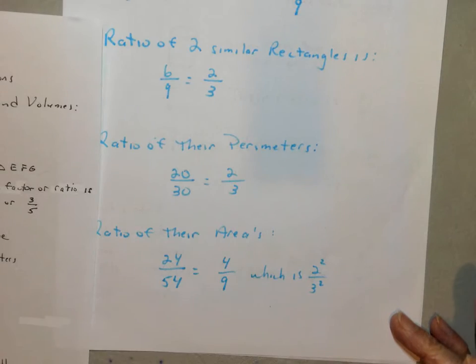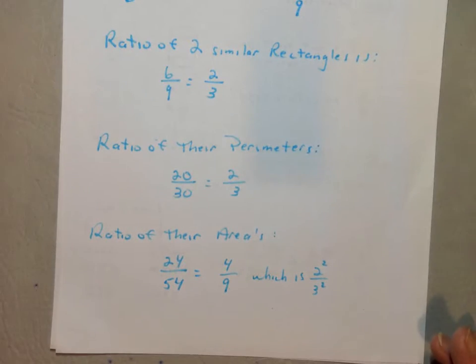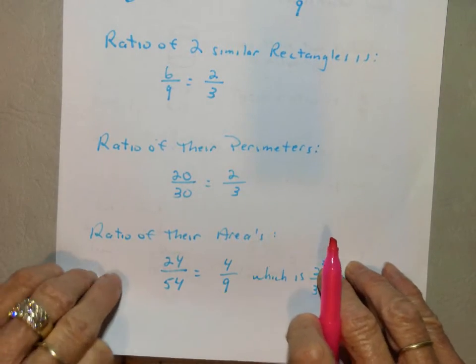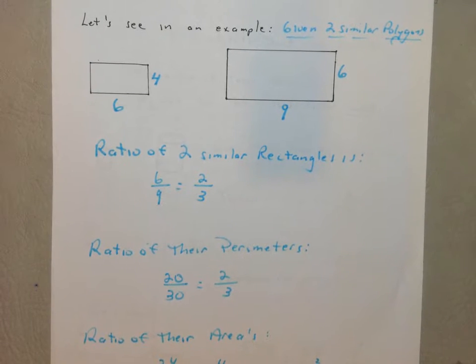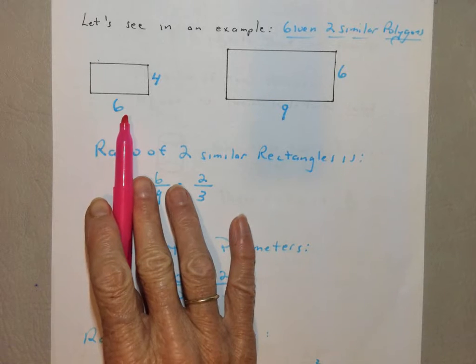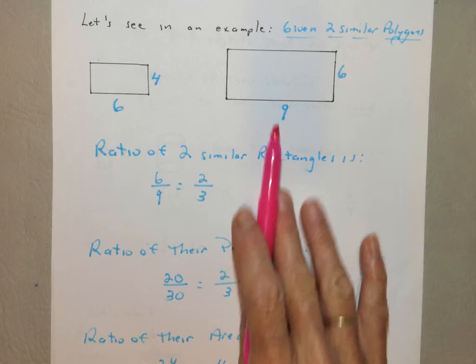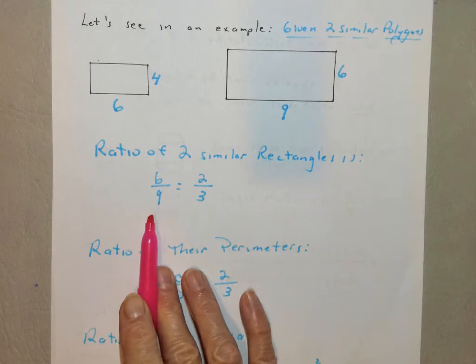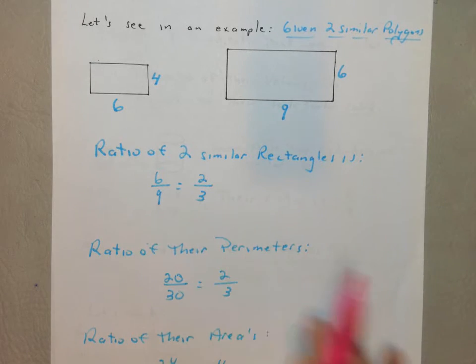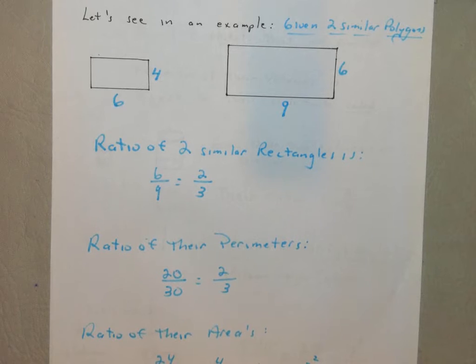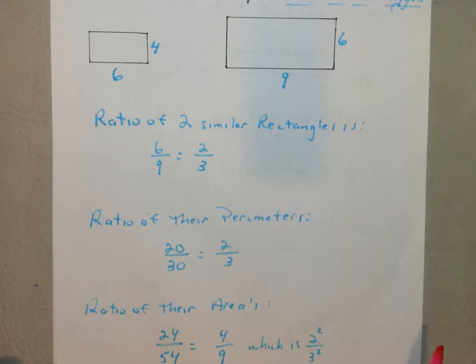Well, let's see an example of this so that you have a good idea of what's going on. So we have given two similar polygons. We have a rectangle, and it is similar to the larger rectangle at a ratio of 6 to 9, which reduces to 2 to 3. Okay? So that is the ratio of the two similar rectangles.